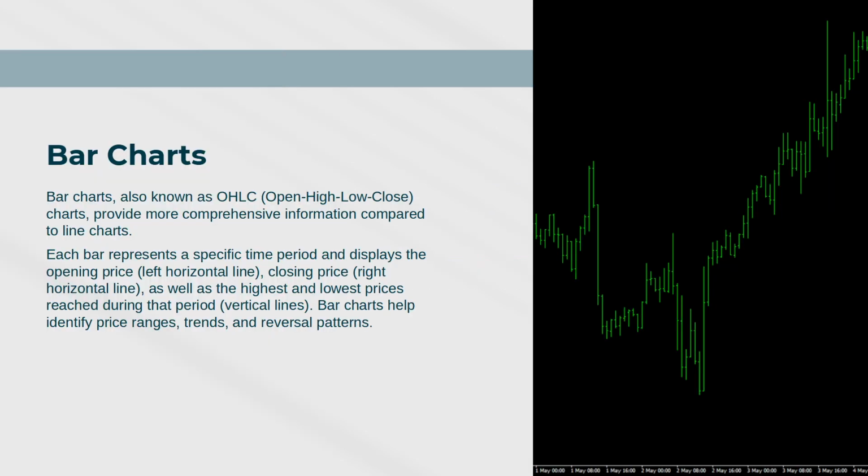Bar charts. Bar charts, also known as OHLC charts, provide more comprehensive information compared to line charts. Each bar represents a specific time period and displays the opening price, closing price, as well as the highest and lowest prices reached during that period. Bar charts help identify price ranges, trends, and reversal patterns.